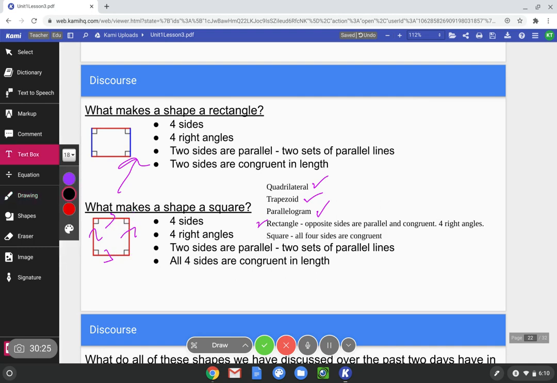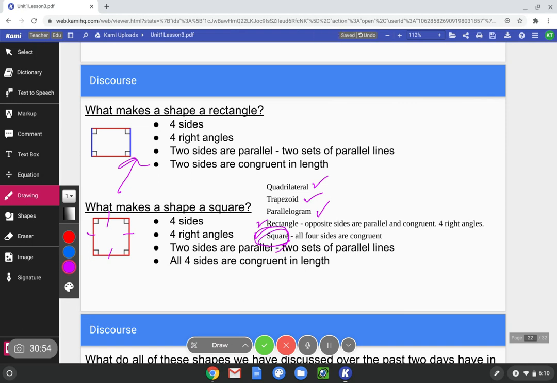But we don't just stop there. The last attribute that we use to classify this shape is the fact that all 4 sides are congruent in length. Look, all 4 sides are equal to each other. All 4 sides are the same length. And because of that, that's the different factor between the square and the rectangle. So, because of that, it is also in the square family. That is the most specific name that we can come up with for this shape. Remember, we use attributes to get to the most specific name for a shape.